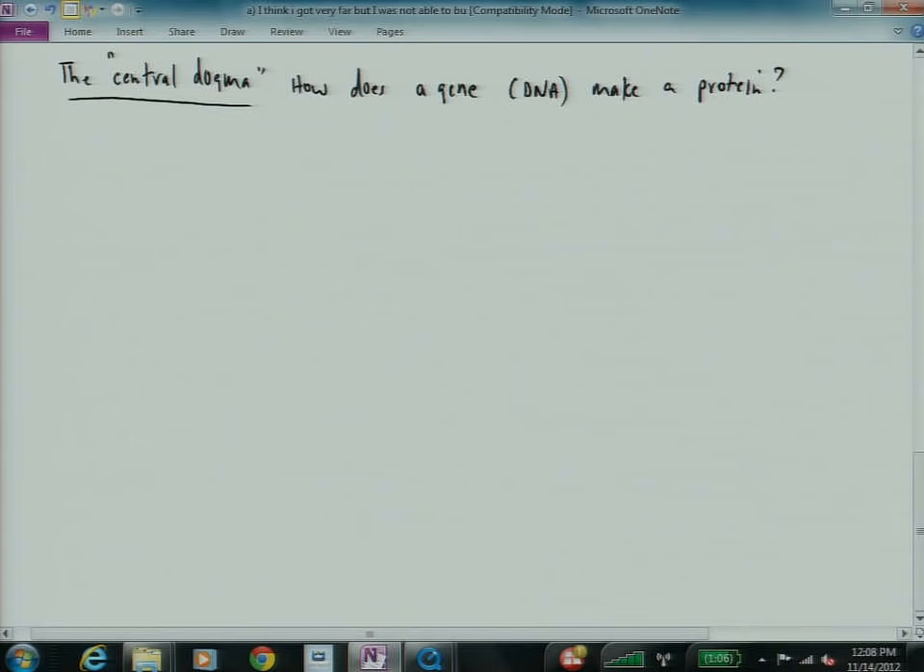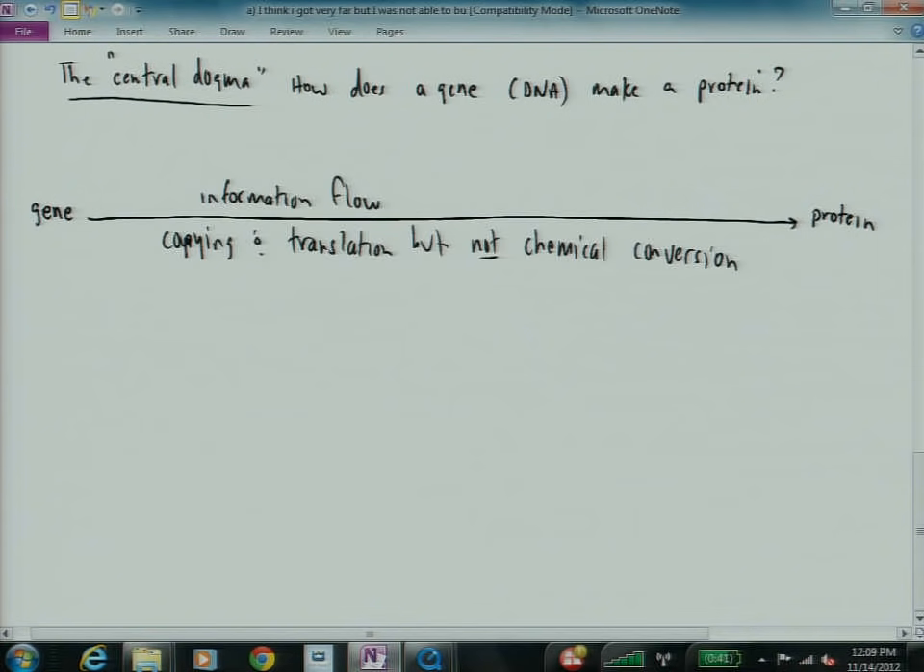So you've got a gene. You start with a gene, and you end up with a protein. And this is information flow. That is copying and translation, but not chemical conversion. So I want to be really clear about this. The problem with this course, one of the many problems with this course, is I use arrows for all sorts of things. This arrow up there means information flows.